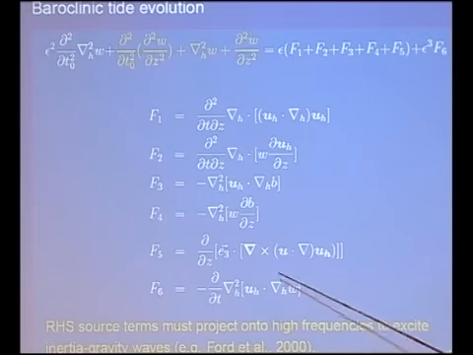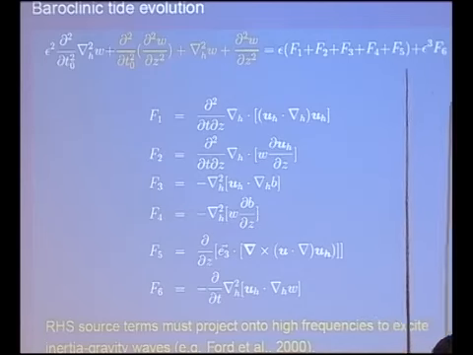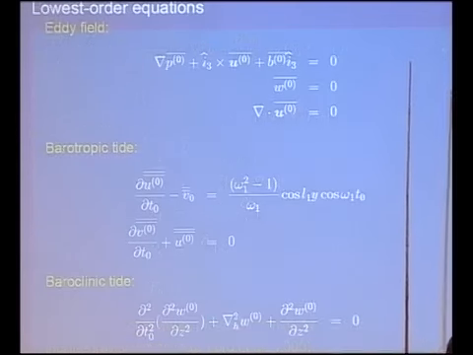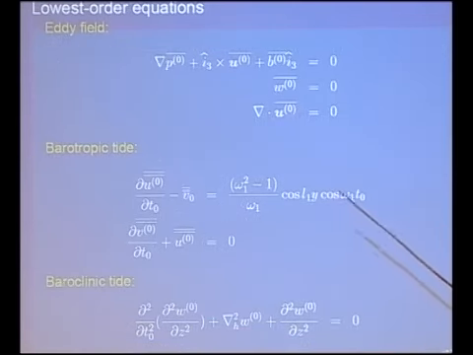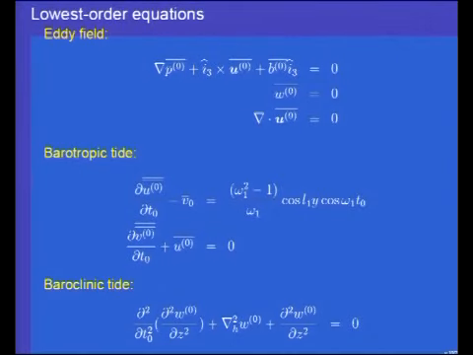And so what we're going to do is look for internal wave excitation by looking for the projections of these right-hand source terms onto the high frequencies. And as Ford et al. 2000 pointed out, in order to have high-frequency waves excited from this equation, we must have projections onto these high frequencies. So not all solutions of that equation are inertial gravity waves, obviously.